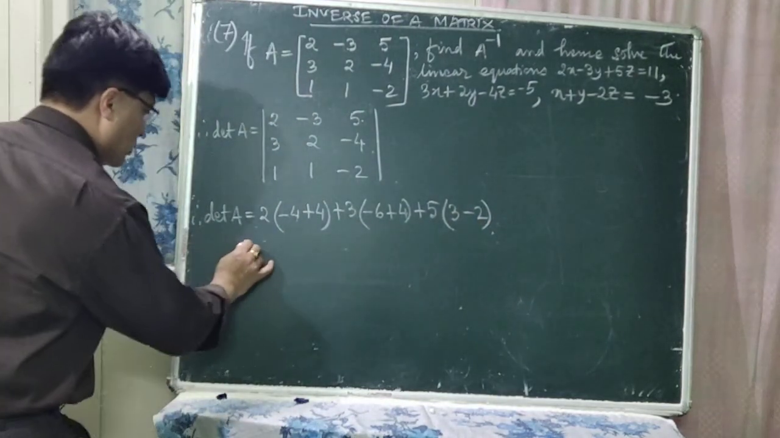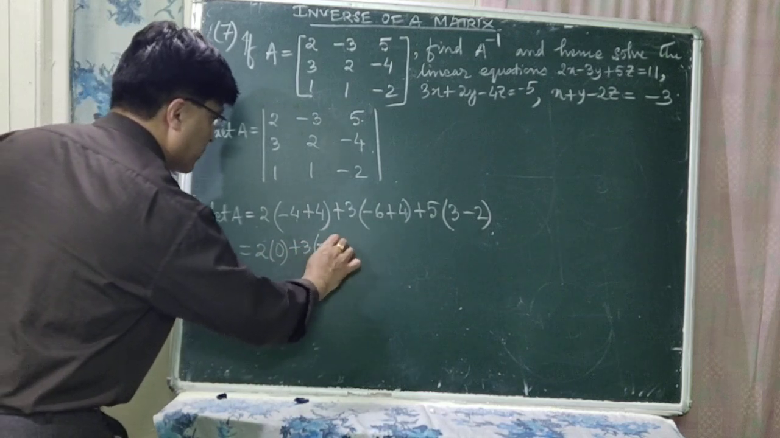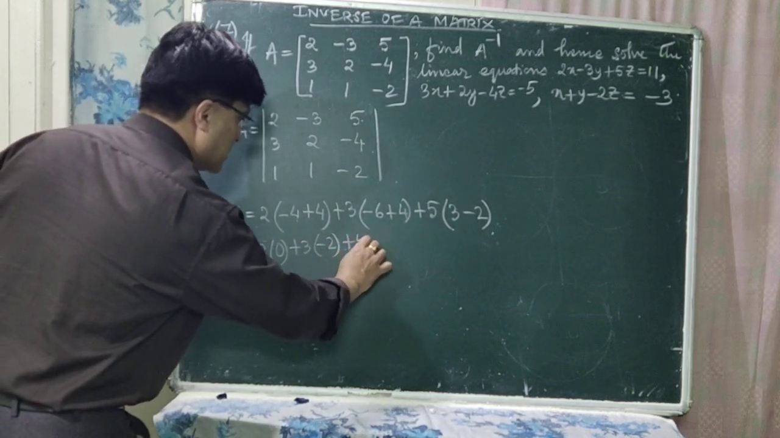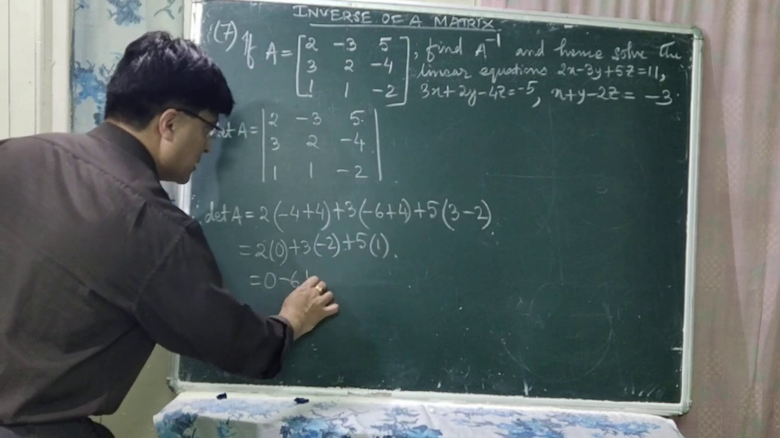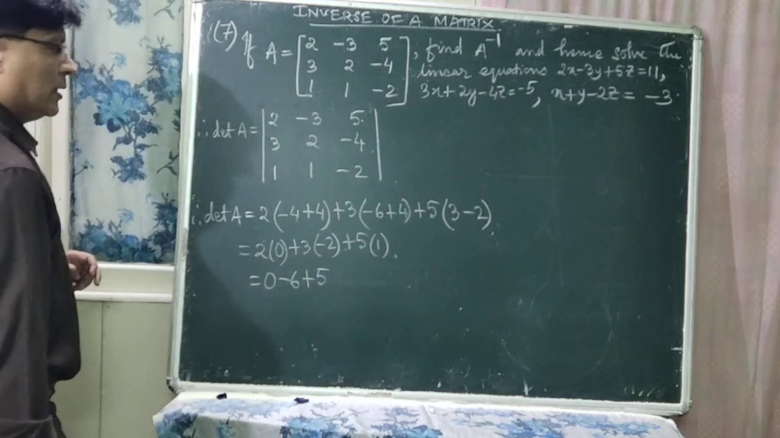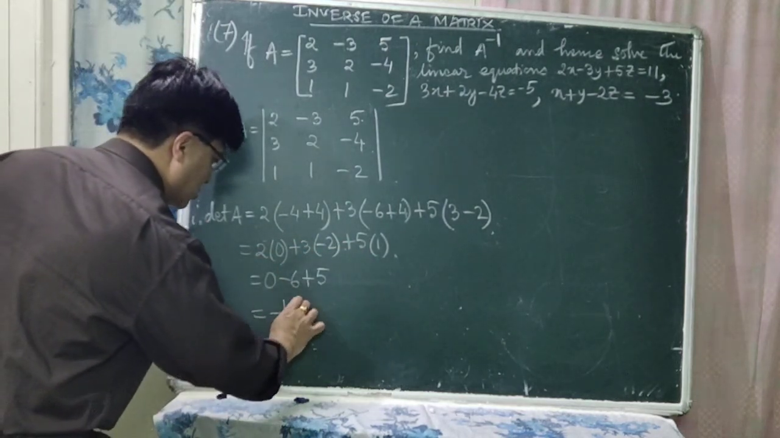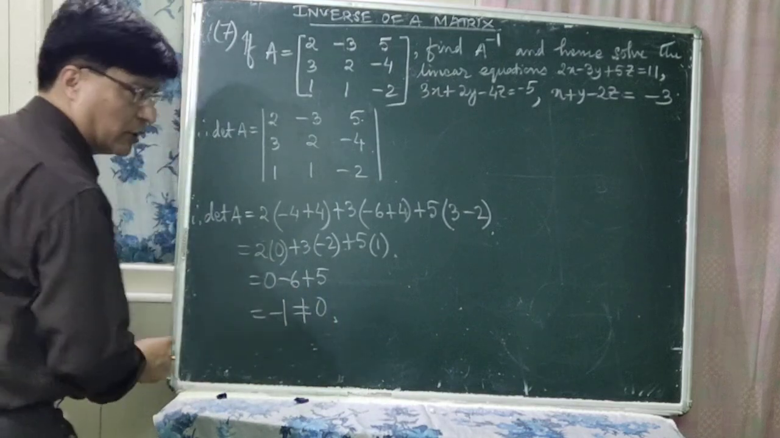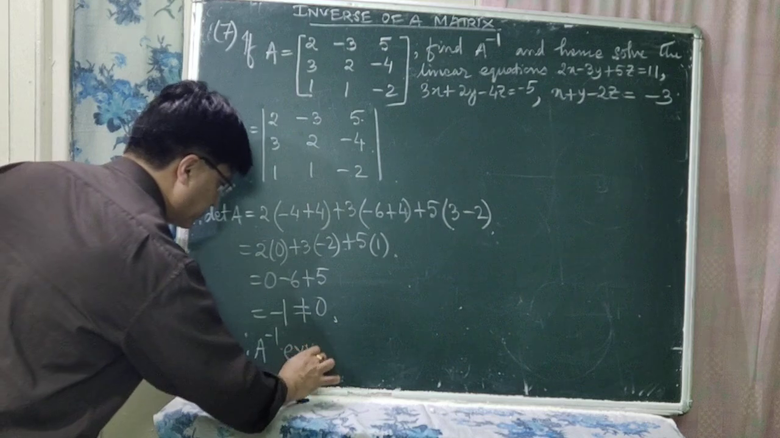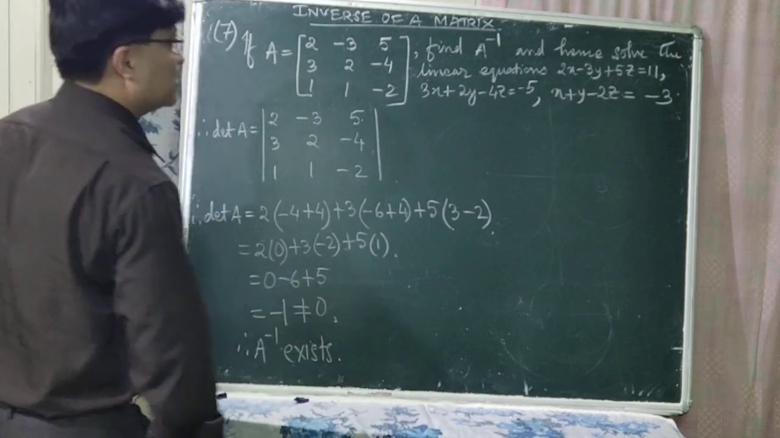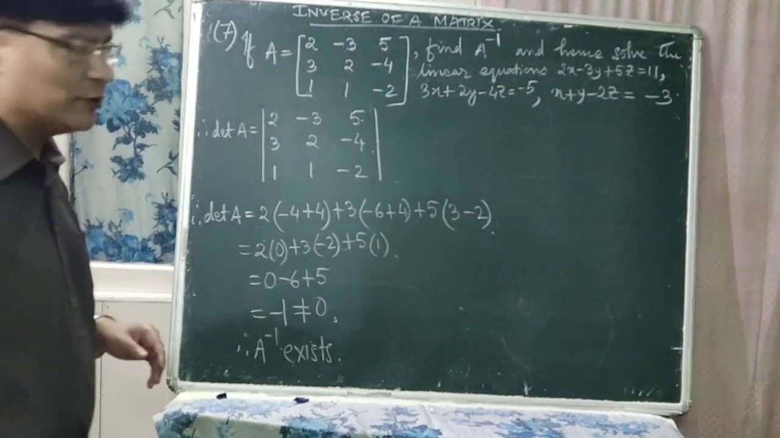Right? So which is equal to 2 into 0, this is 0, plus 3 into, this is your minus 2, plus 5 into 1. Which is equal to 0 minus 6 plus 5, which is equal to minus 1. So it is not equal to 0. That means A inverse exists. So is that clear to all of you?